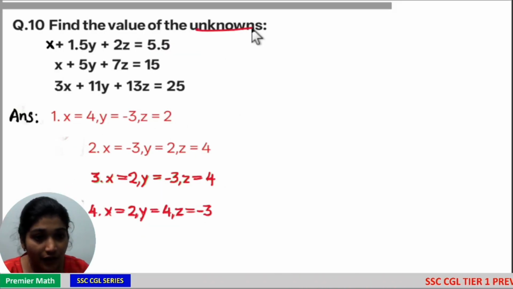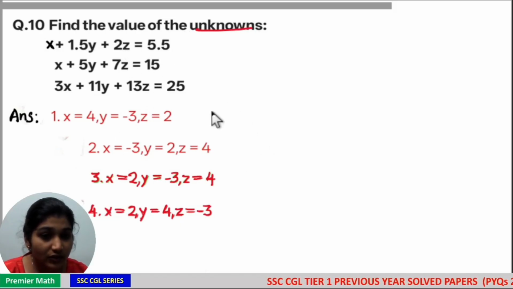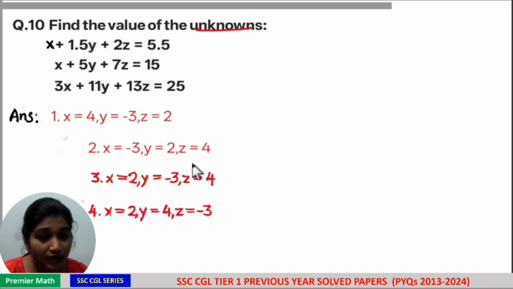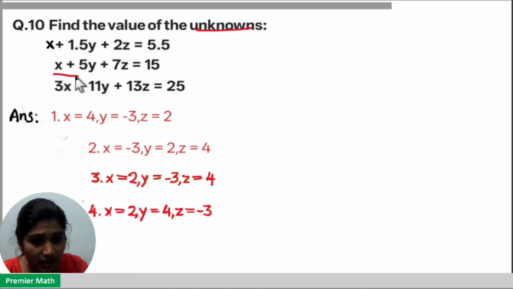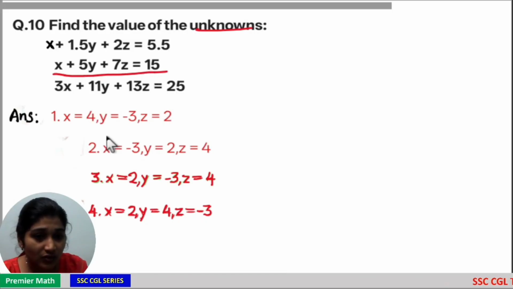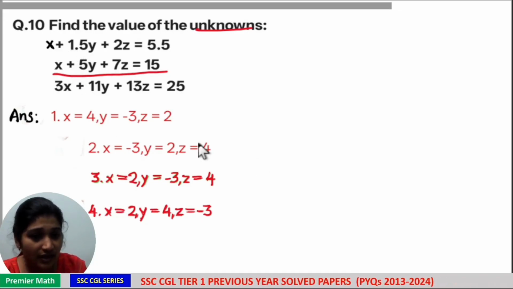Find the value of unknowns. Here we have three equations. With these three equations, we have to find values of x, y, and z. Option verification is the best possible method here. First, I am choosing the second equation. So apply the option values in the second equation. Either you can choose the first or second, but I prefer the second equation.